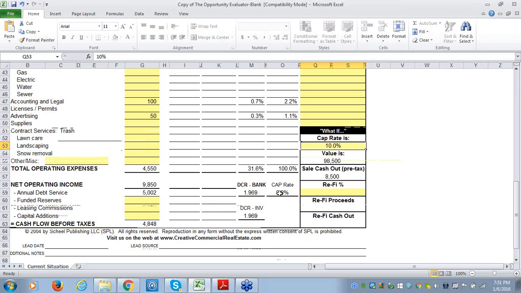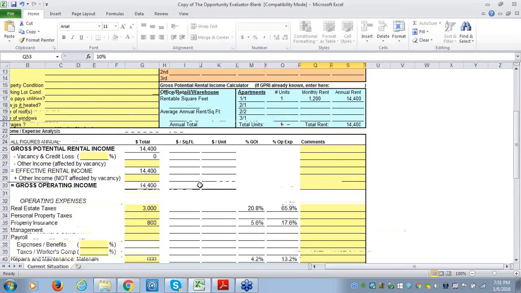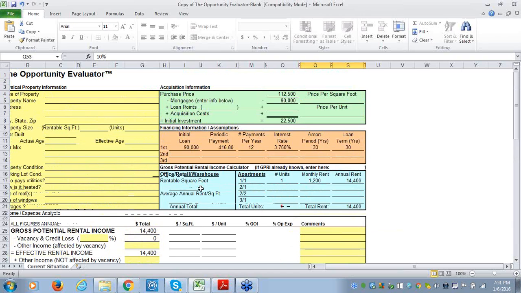So cap rate, even though it's only 8.8%, I'm pretty sure this property is going to appreciate. By the way, single-family homes, folks, always appreciate more than multi-units when it comes to rentals. Never fails, okay? So I would take this deal. If I was them, I would take this deal, all right? You might try to restructure some of it.